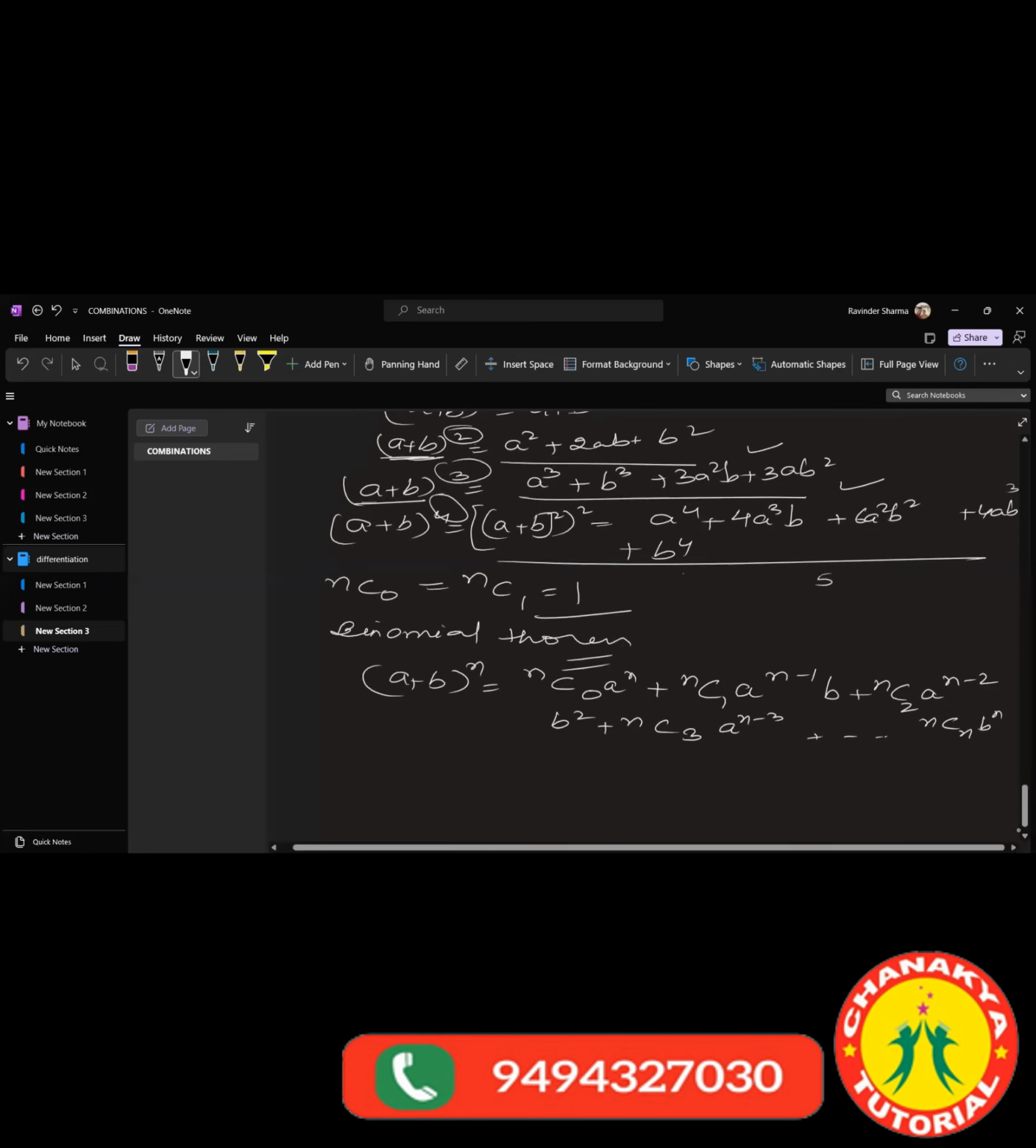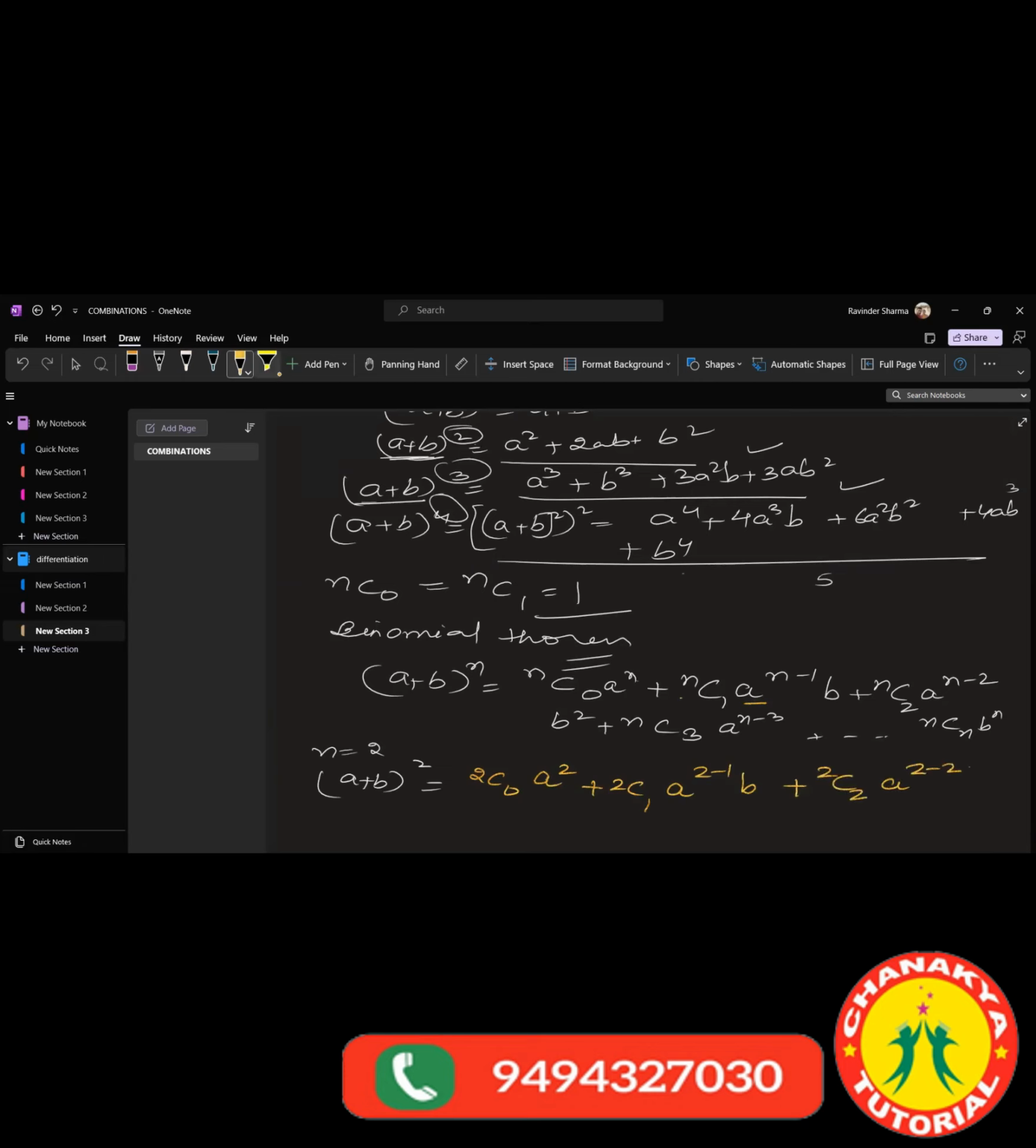See how it works. Suppose the value of n is 2. So A plus B raised to the power 2 is equal to, now put the values. So 2C0, A raised to the power 2, plus 2C1, A raised to the power 2 minus 1 into B, plus 2C2, A raised to the power 2 minus 2 into B square. Clear? Now open it. 2C0 is 1. So it will be A square plus 2C1, it will be 2AB, plus 2C2, 1.